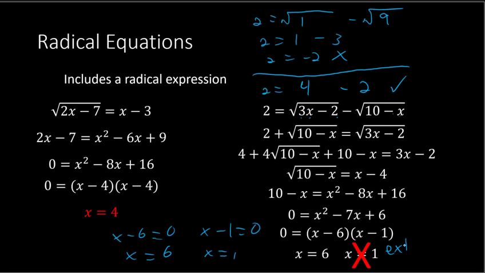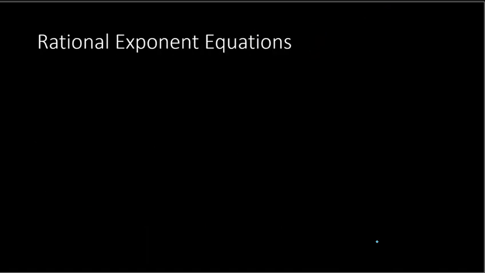So the 1 is what we would call an extraneous root. It's extraneous. It's an extra one that does not hold true. All right, so we don't include that one because it's extraneous. It's extra, it does not work. So your final answer would just be 6. So this is radical equations.